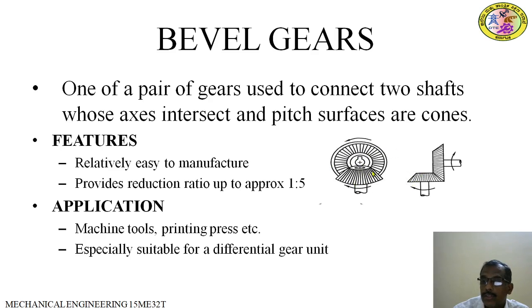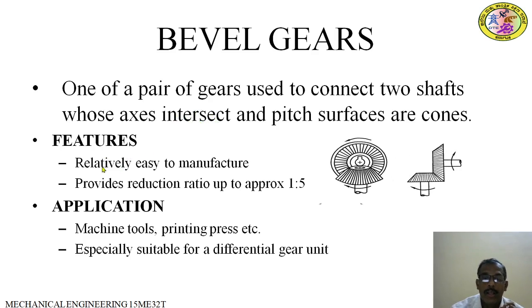You observe here, the pair of gears is used to connect two shafts whose axes intersect. You see this axis here is the x-axis and this one is the y-axis. The x-axis is the horizontal axis, the y-axis is the vertical axis, and both are going to meet at some particular point. That's known as intersecting. Their axes are meeting at a particular point.